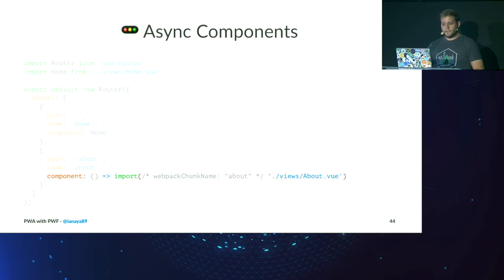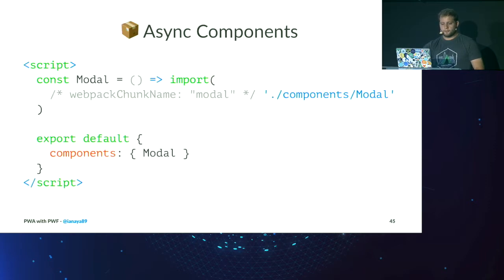Another way to use async components is to create the same pattern in our reusable components that we have, like a modal. So in this case, the modal will not be loaded until we need it. It's basically the same pattern. So using that, we can help our application to improve a little bit.